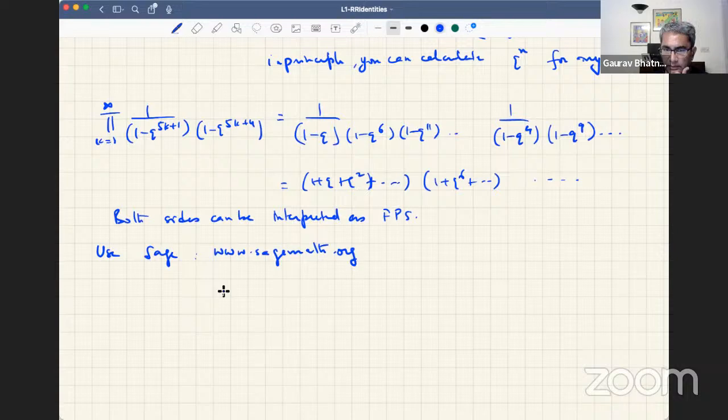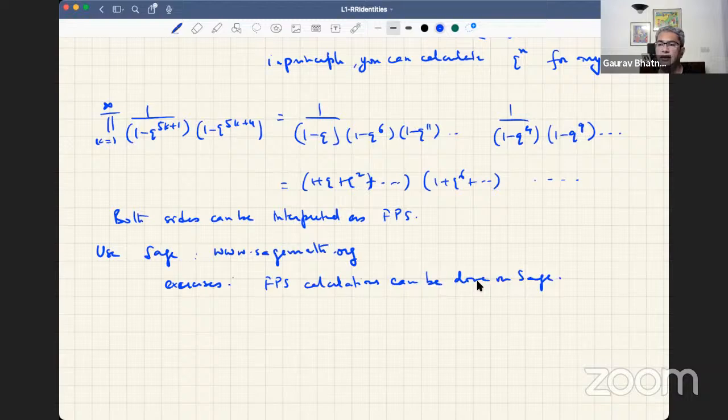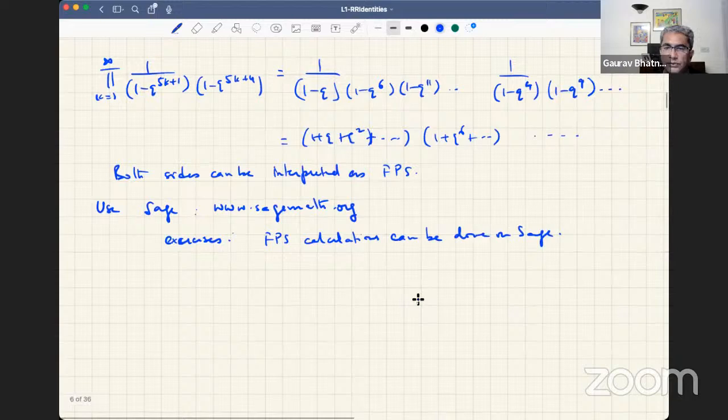And what I'll do is I will give some exercises to get started in SAGE, and a lot of formal power series calculations. So we can do some of them by hand, but formal power series calculations can be done on SAGE. So we can compare the powers using SAGE so that we get a sense of what these identities look like. Again, there are lots and lots of identities. So it's helpful to do a few calculations by hand, but largely we'll be doing them on SAGE. Okay, so that's how one can interpret the Rogers-Ramanujan identities.